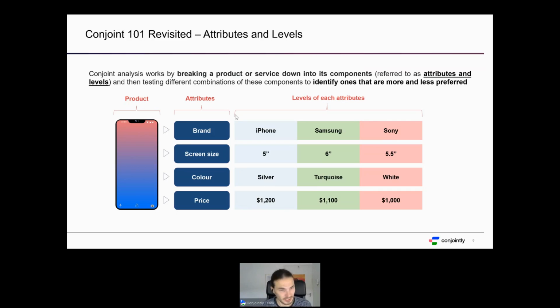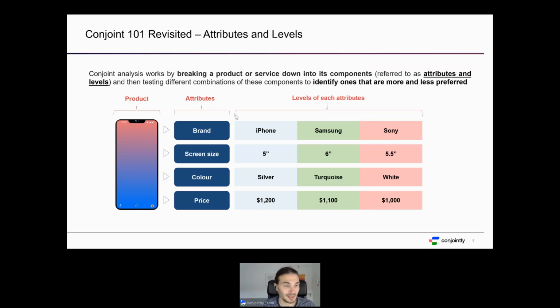Then we also have a second tier. The second tier is called levels. And levels is nothing more than any specific value we want to test for the attributes. So we're going to have an attribute called brand. Then the levels are going to be all the brand names we want to test. The attribute screen size. Then the levels are going to be all the different screen sizes we want to test and so on. So it's a very harmonious structure where we have a product. We break that down into attributes. And then we figure out what elements of the attributes we want to test using levels.